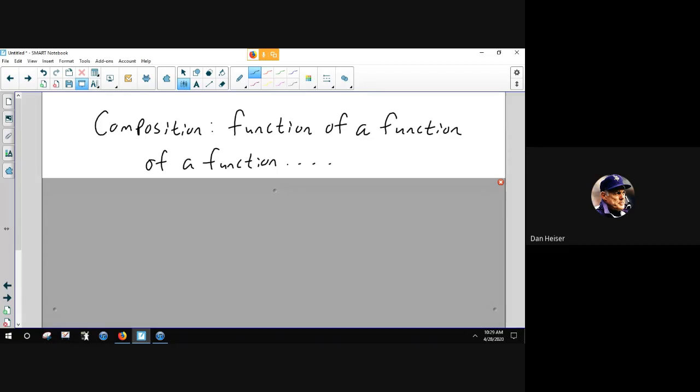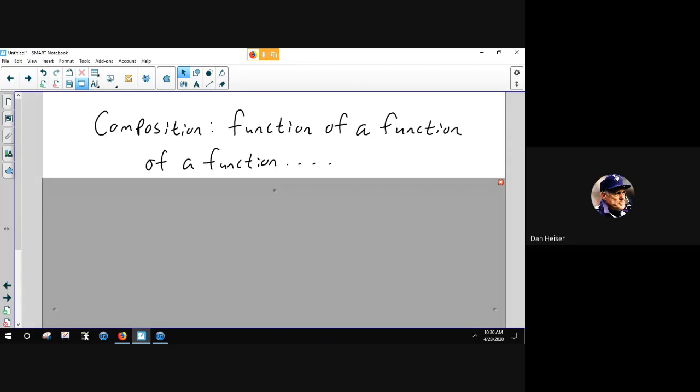You can have f of g of h of i of j of q of r of whatever you want to keep doing. Or you could simply have f of g of x or a of b of t. Instead of using x, you're using a time value. You could have f of f of x. You could compose a function with itself. There really is no limit to what you can do, provided that everything is defined.